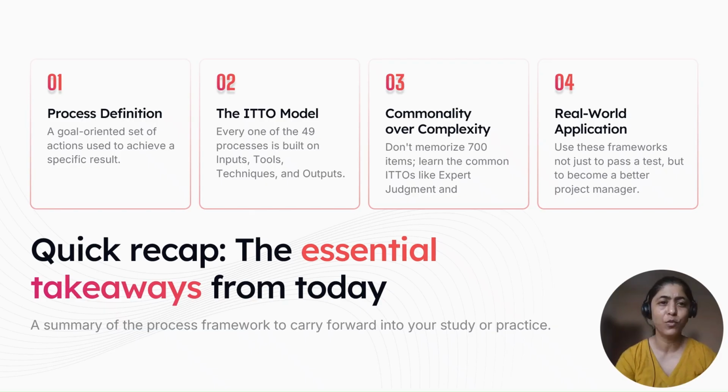Let's bring everything together. First, remember what a process is. A process is a goal-oriented set of actions used to achieve a specific result. Second, remember the ITTO model. Every one of the 49 processes is presented through input, tools and techniques, and output. And third, focus on commonality rather than complexity. You do not want your study strategy to become a giant exercise in memorizing hundreds of isolated terms. Instead, look for recurring concepts such as expert judgment and templates and understand how they fit into the process.